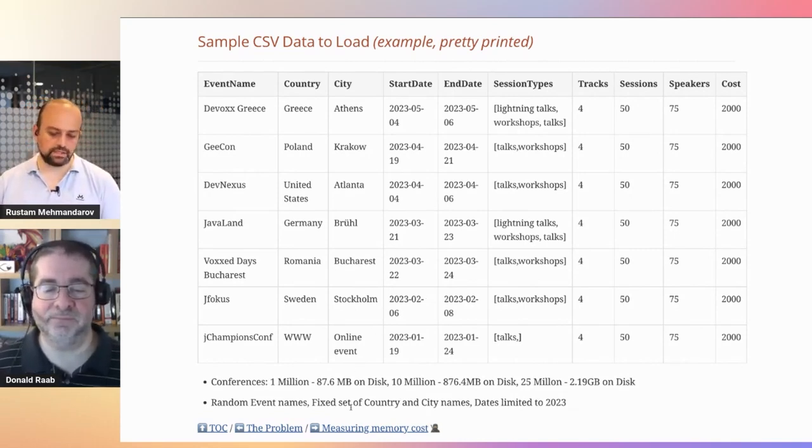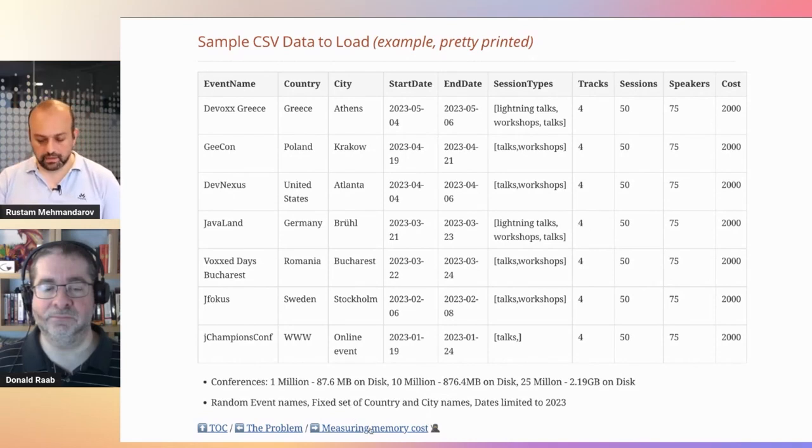We've generated it in different shapes and sizes. We generated it for 1 million rows. That takes roughly 90 megs on disk. We have a 10 million one, which is 10 times bigger, so roughly 900 megs. And we also have 25 million rows. Actually, we have 52, but that's a spoiler. So 25 million takes roughly 2.2 gigs on disk.